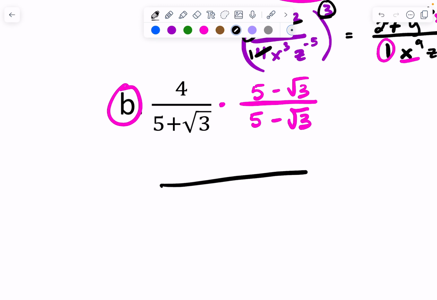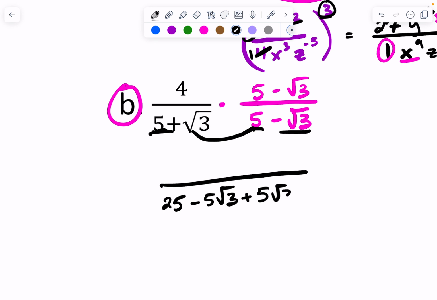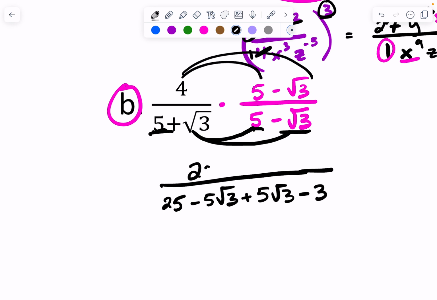I'm going to write out all the work that you can skip if you want to. 5 times 5 is 25. 5 times negative square root of 3 is negative 5 square root of 3. Square root of 3 times 5 is positive 5 square root of 3. And the square root of 3 times negative square root of 3 is negative square root of 9, or just negative 3. Okay? On the top, if I distribute that through, that's 20 minus 4 square roots of 3.